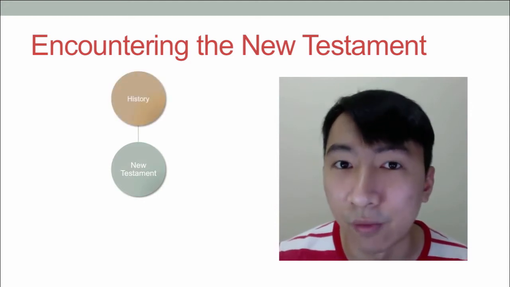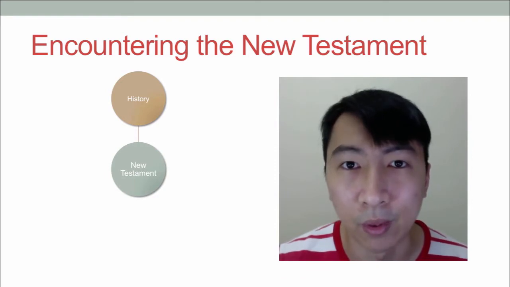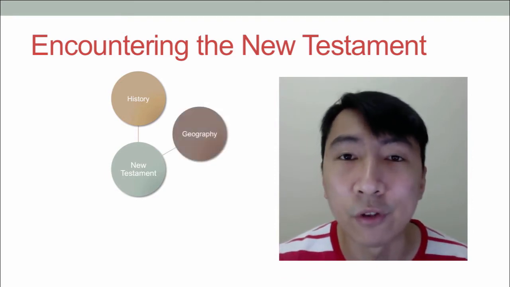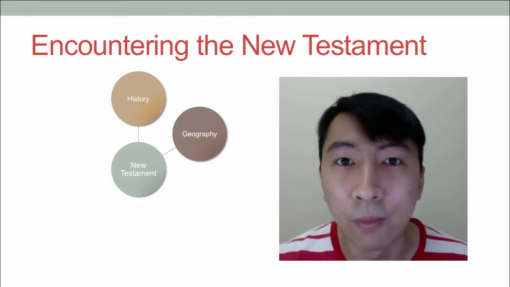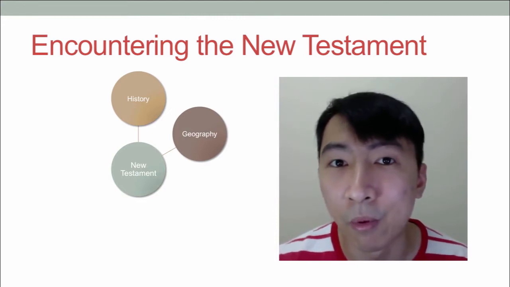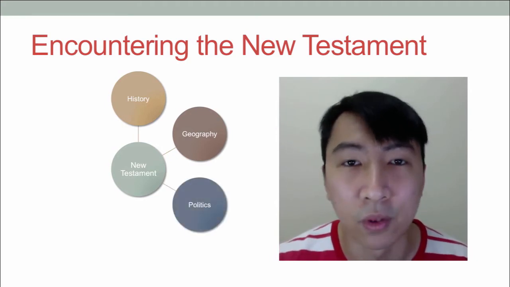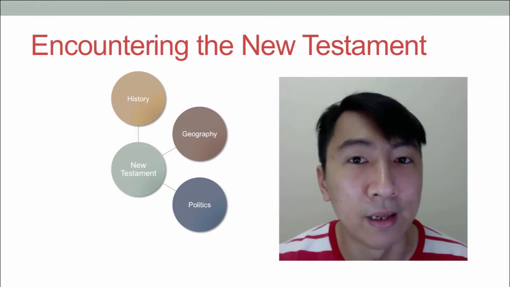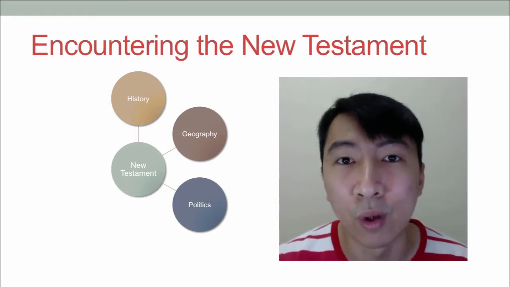First of all, history, of course, what they went through as a people of God, and what is their historical background. Then you have geography. What is the surrounding geography? How does the topography look? Which areas are more important than the rest? And then you have politics. Of course, politics constantly affects us human beings and how we see things and how we treat one another.